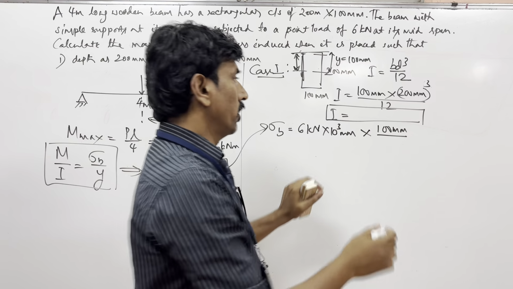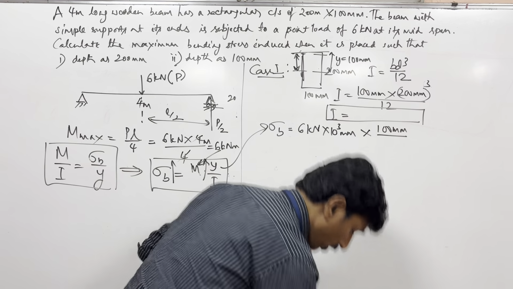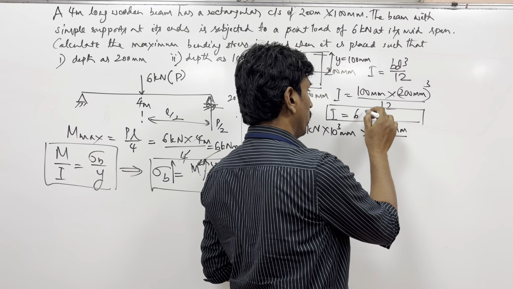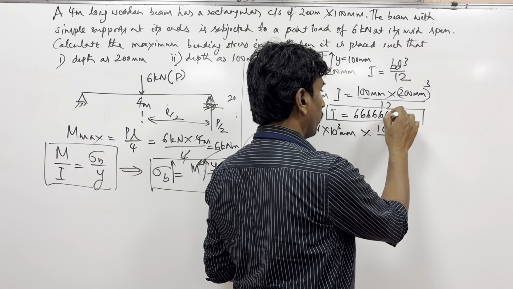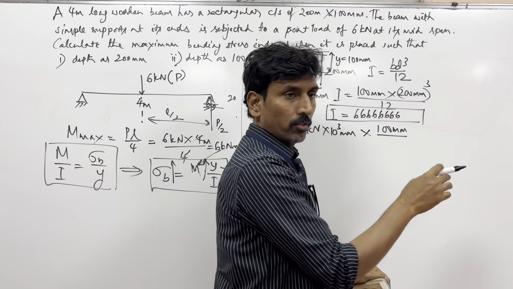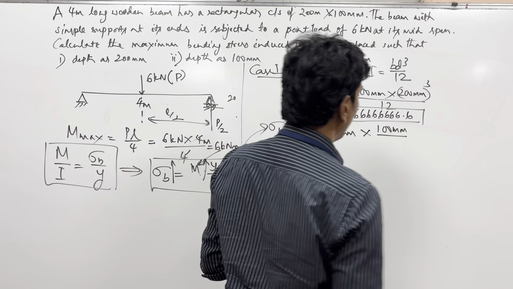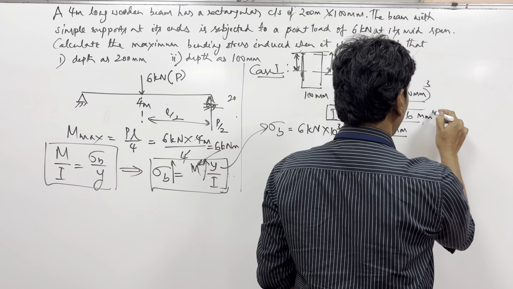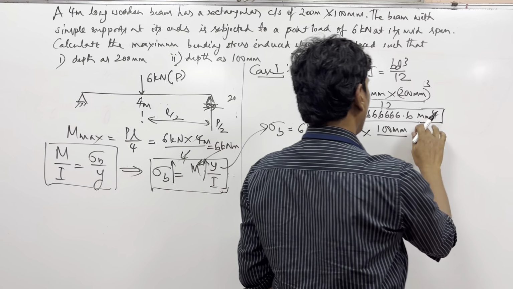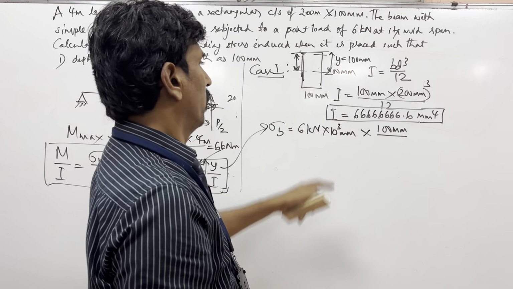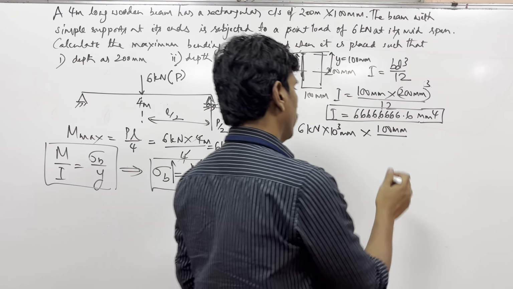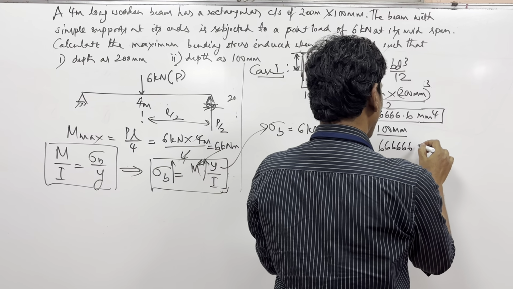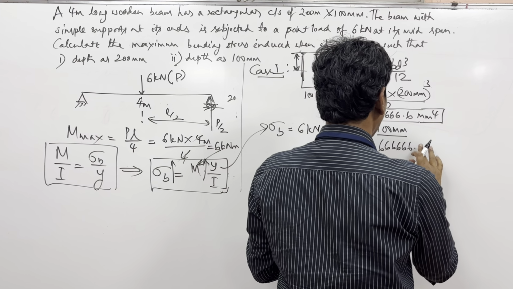8 times 6. 0.6, sir. So this is millimeter to the power of 4. So divided by I. So this. Usually you get 8 times, you said, no?